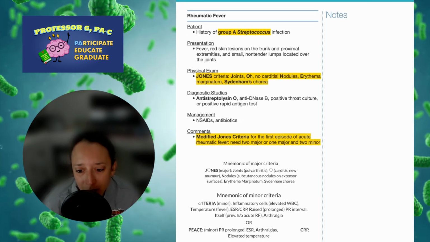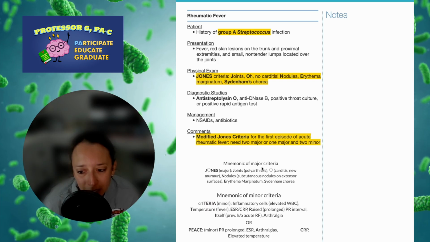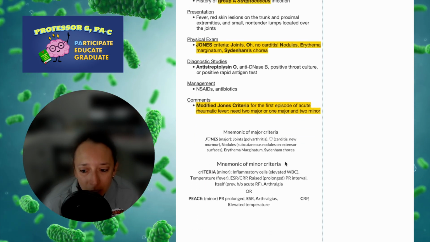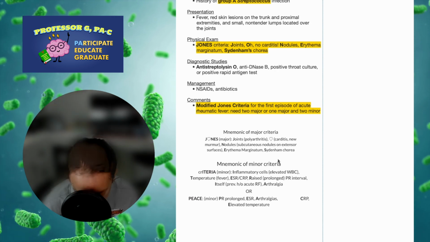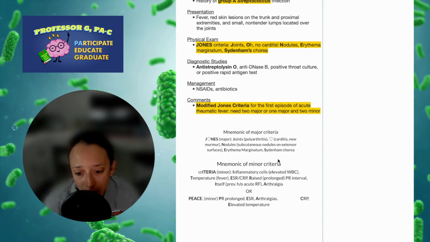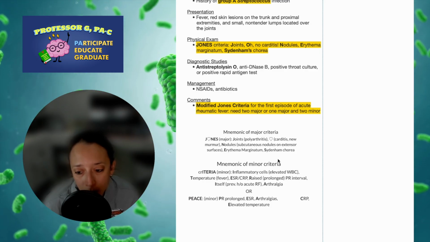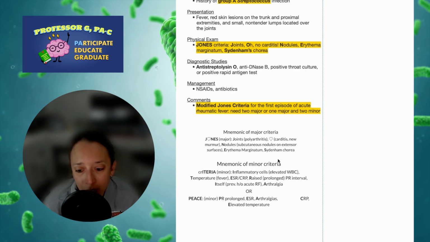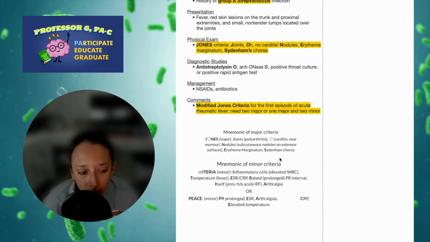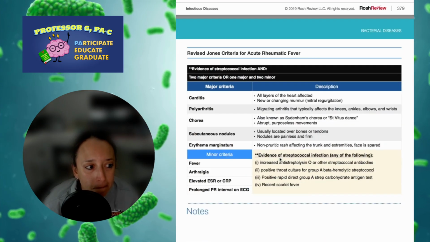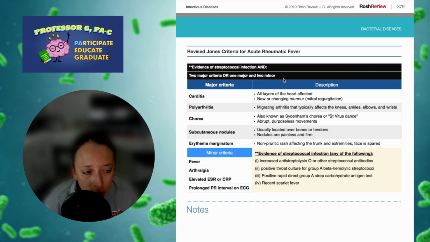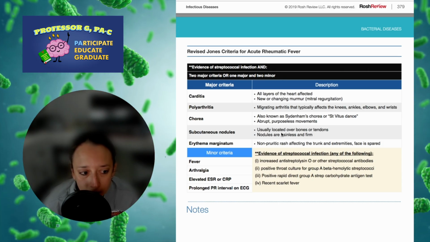As far as diagnostics, elevated ASO titers, anti-DNase B, or a positive throat culture. And treatment's going to be NSAIDs for the inflammation and antibiotics, typically penicillin. Appropriate tip here as far as the Jones criteria: you can have 2 major or 1 major plus 2 minor criteria to confirm a new rheumatic fever episode. So we want to keep the Jones criteria at the front of our mind for our PANCE exam. Okay, and here's that revised Jones criteria. 2 major criteria or 1 major, 2 minor. So these are the ones we're looking at there.